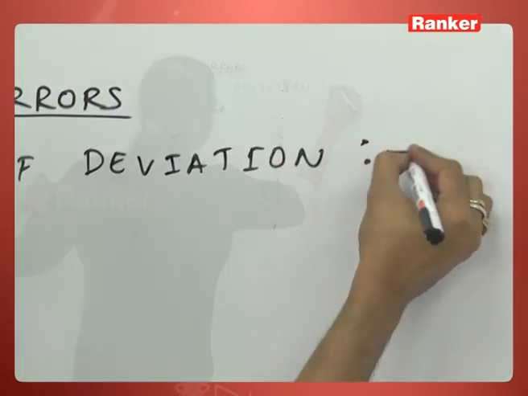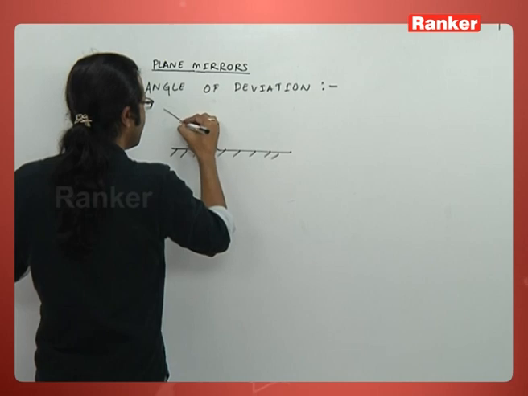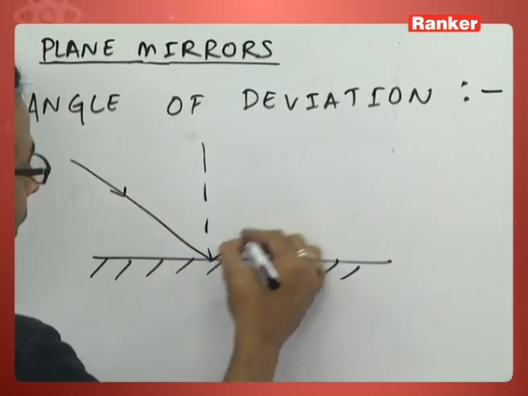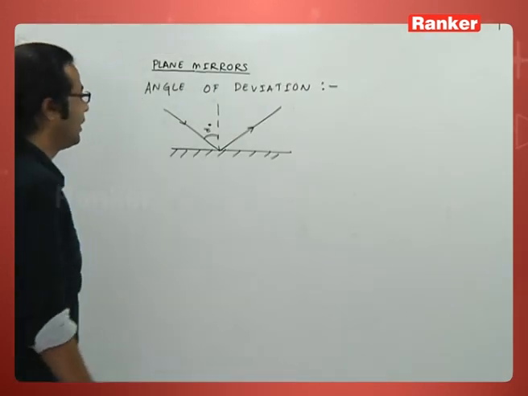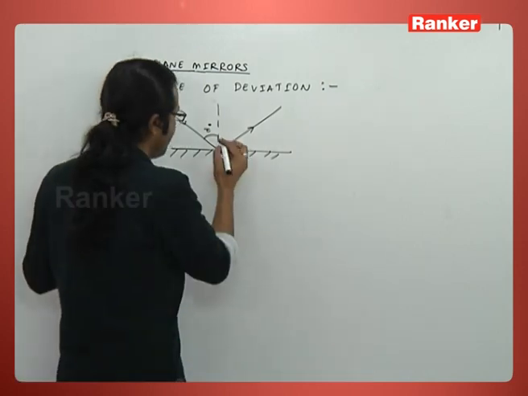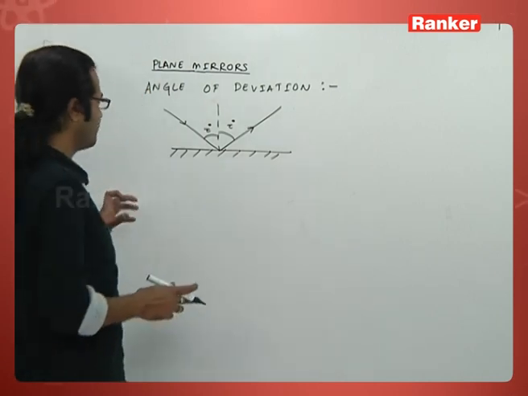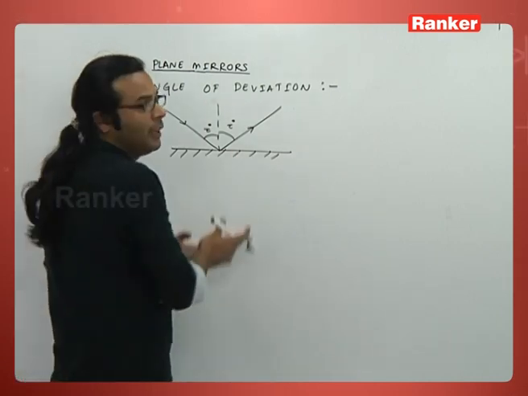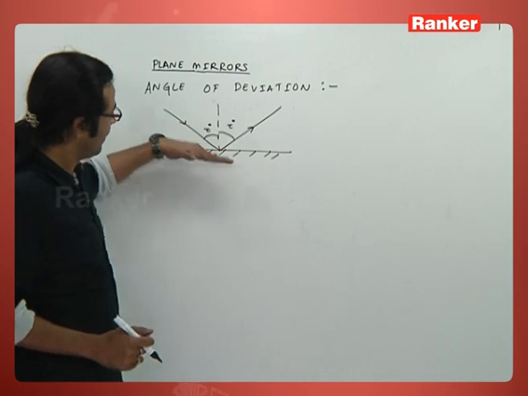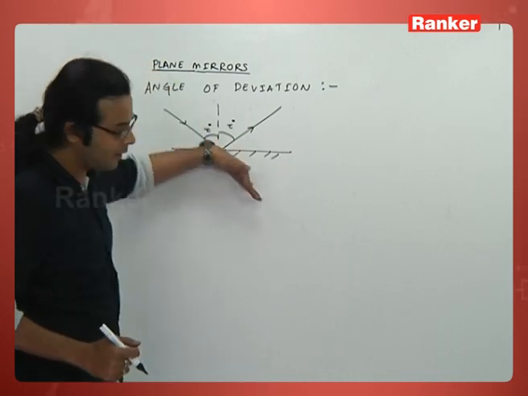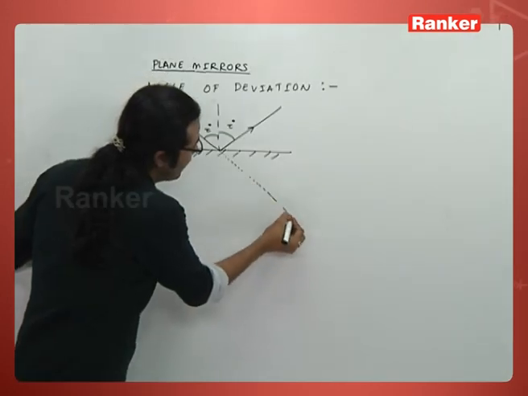Suppose I say this is a plane mirror, and this is a ray, and this is the reflected ray. Let this angle be i. According to the law of reflection, the angle of incidence is equal to the angle of reflection. So now what is this mirror exactly doing? If there had not been any mirror, this ray would have gone straight like this. If I show by the dotted lines, the ray would have gone straight.